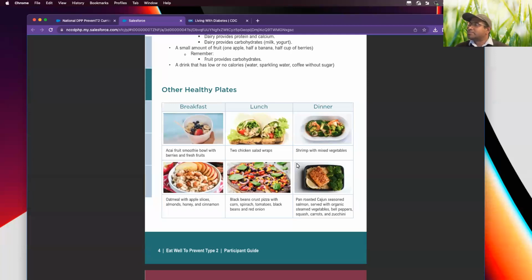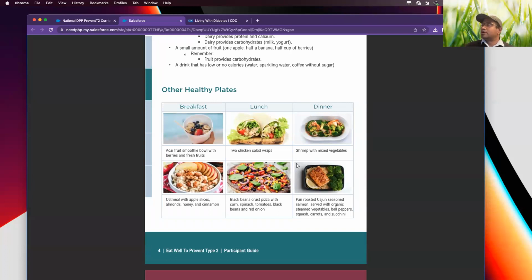And then for lunch, there's a black bean crust pizza with corn, spinach, tomatoes, black beans, and red onion. That does look yummy. And then pan roasted Cajun seasoned salmon, served with organic steamed vegetables, bell peppers, squash, carrots, and zucchini.